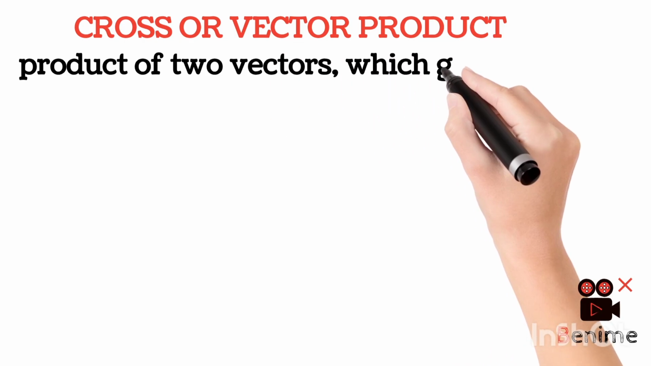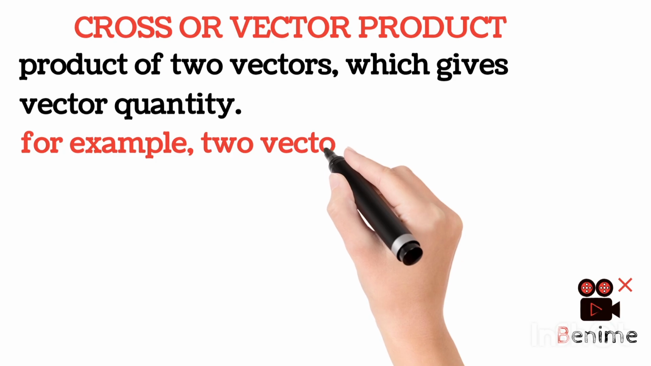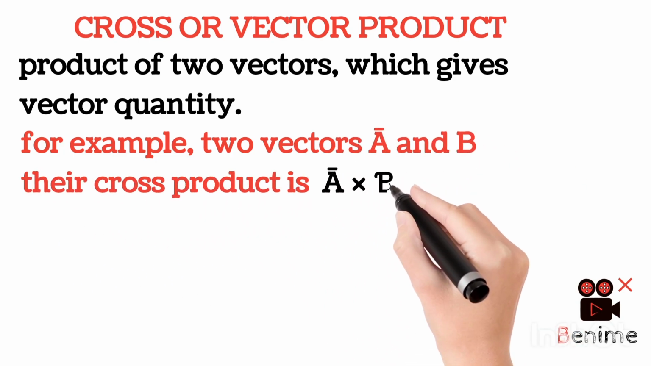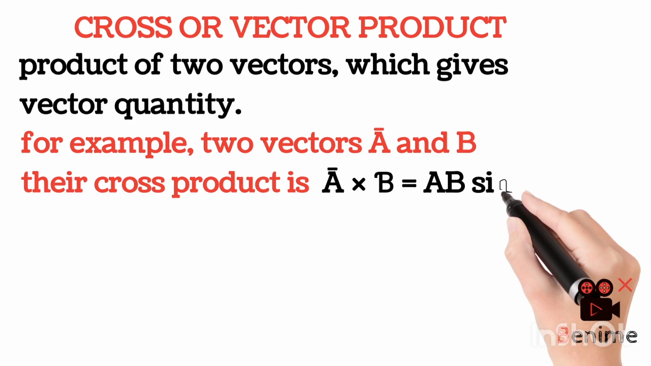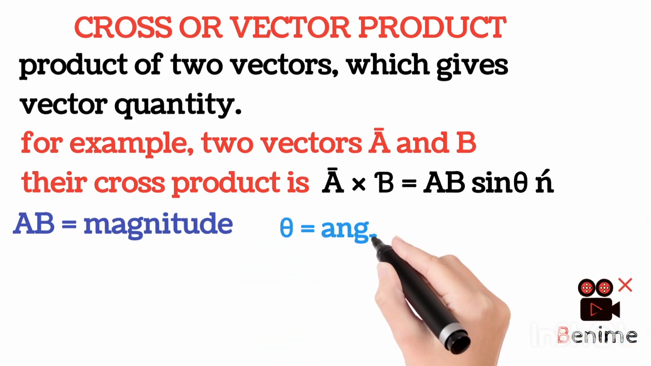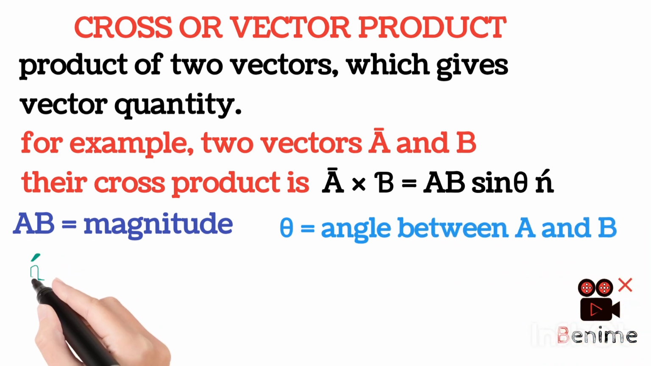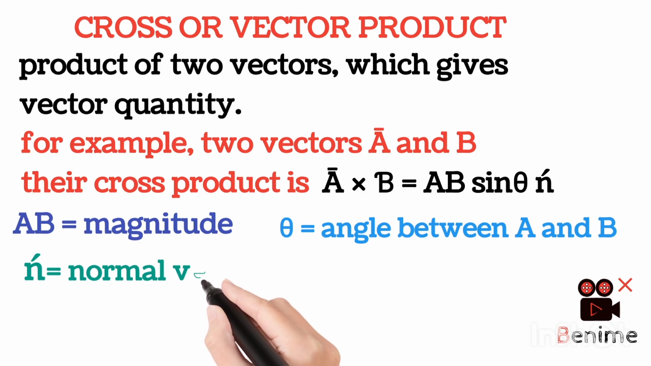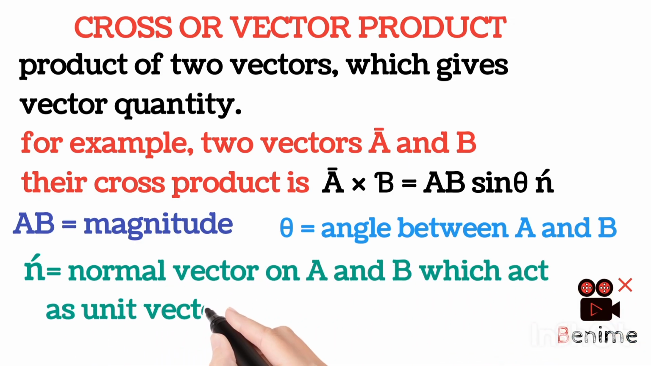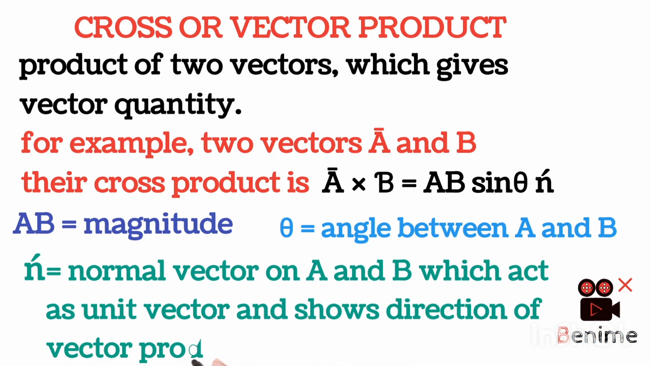But if the product of two vectors results in a vector quantity, or a vector, then we call this the vector product. The vector product of two vectors A and B can be written as A cross B equals the product of AB into sin of theta with the n unit vector. Here A and B are the magnitudes of the two vectors, theta is the angle between the two vectors, and n is a unit vector which is normal to both A and B. It describes the direction of the cross product.